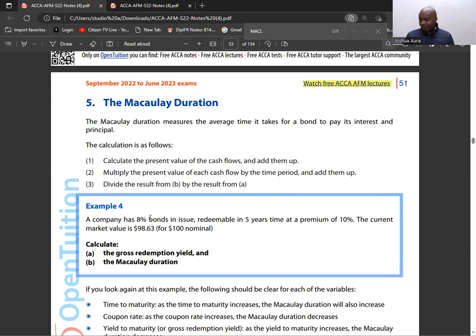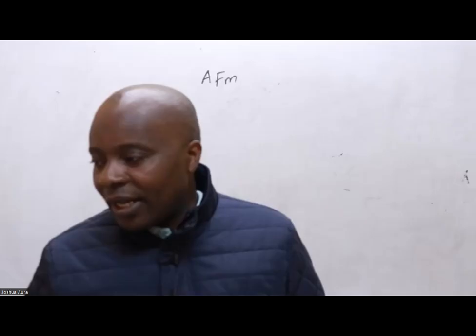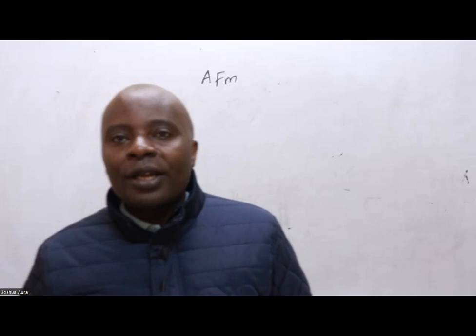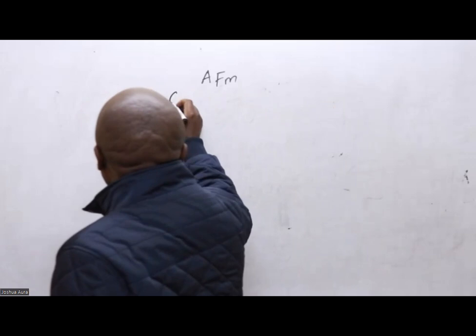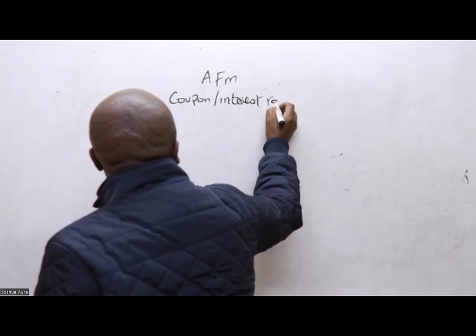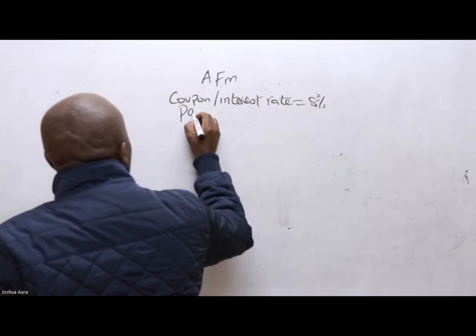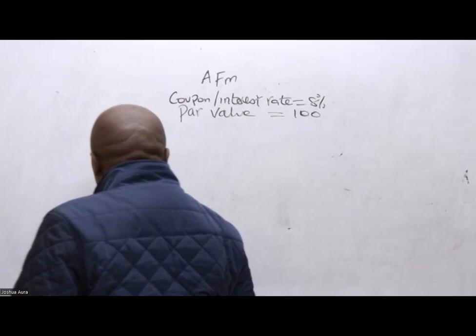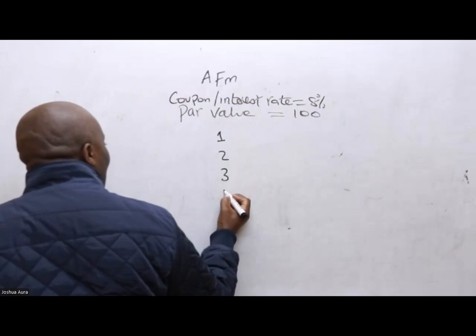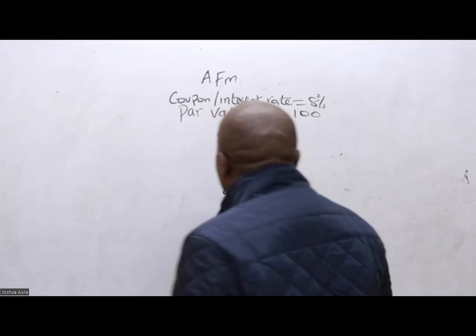What strikes me quite fast here is that we have a bond whose coupon or interest rate is 8%, and the par value is 100. It's a redeemable bond, a bond whose cash will be refunded after 5 years. At the end of the fifth year, the cash will be refunded.